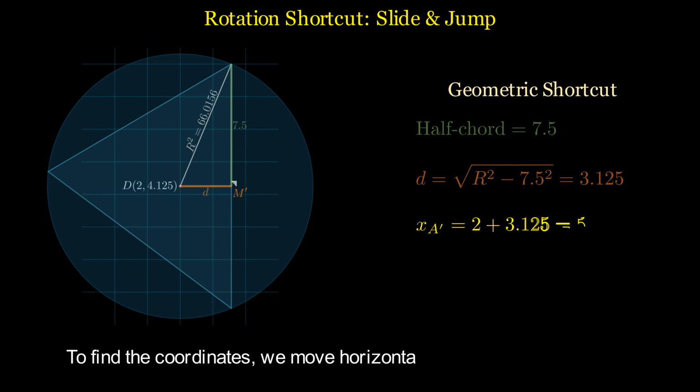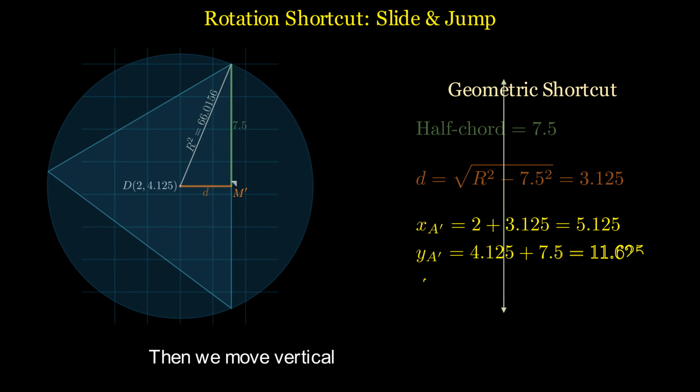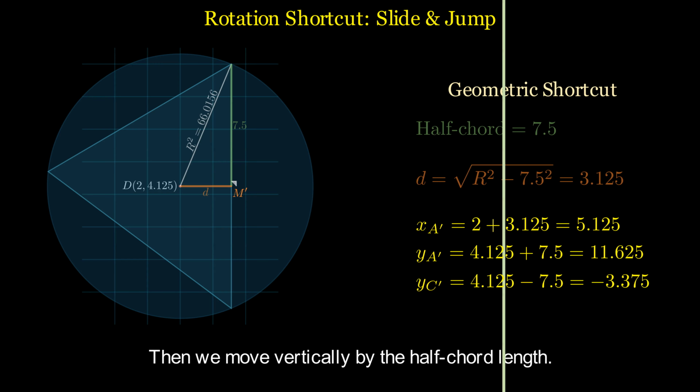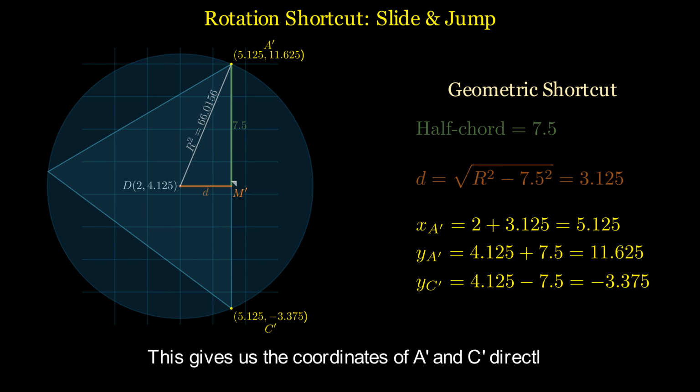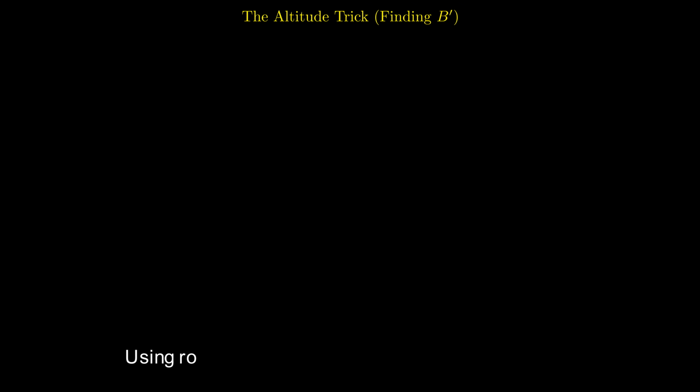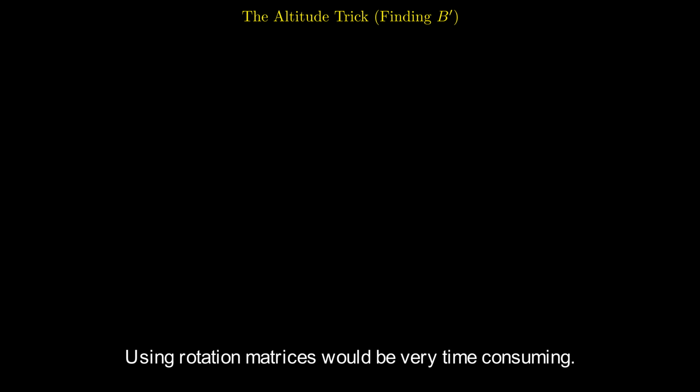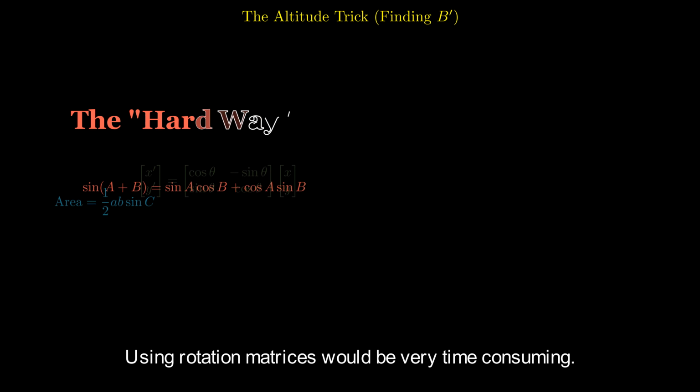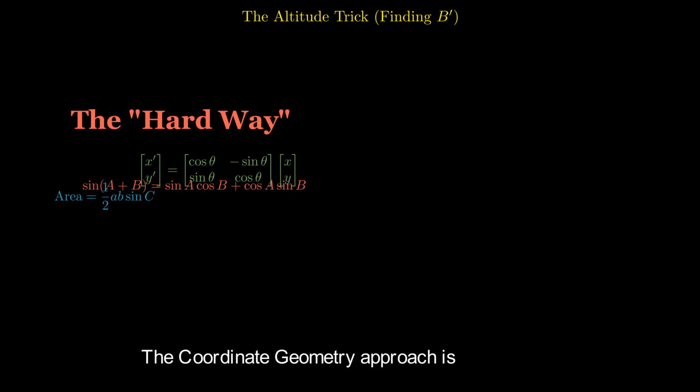To find the coordinates, we move horizontally from D by this distance. Then we move vertically by the half chord length. This gives us the coordinates of A' and C' directly. Using rotation matrices would be very time-consuming. The coordinate geometry approach is much faster.